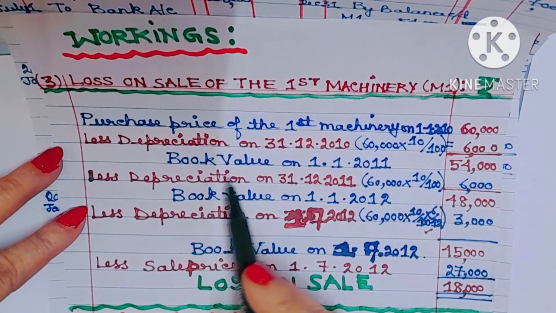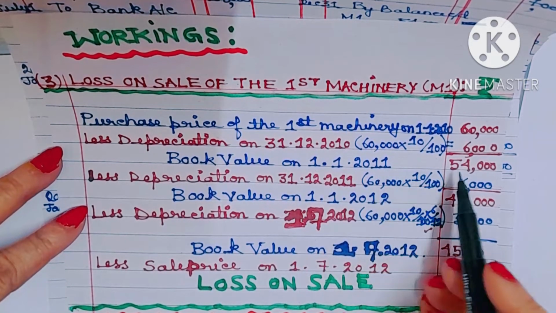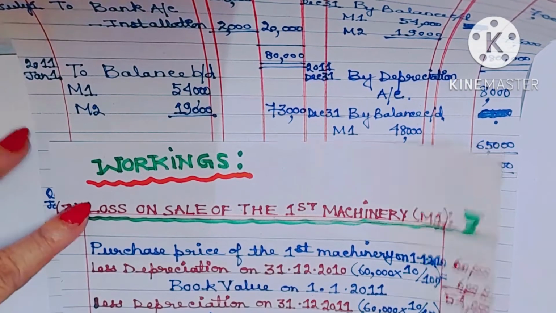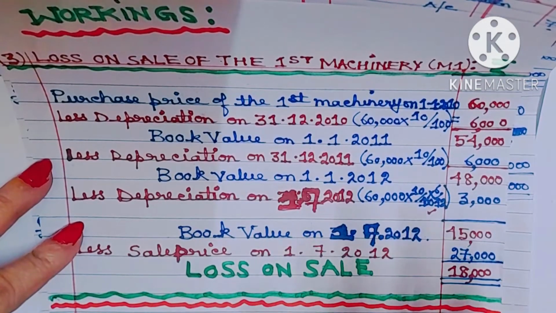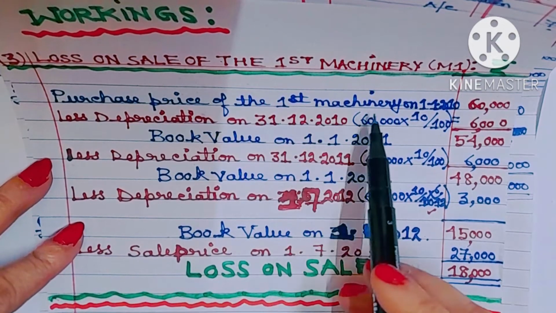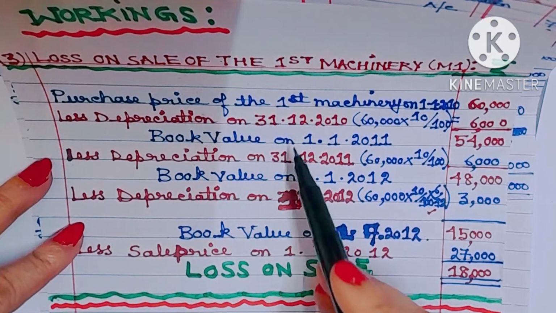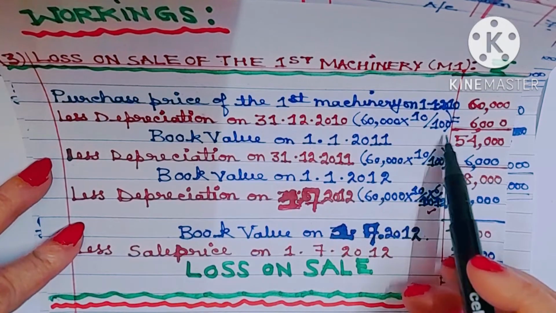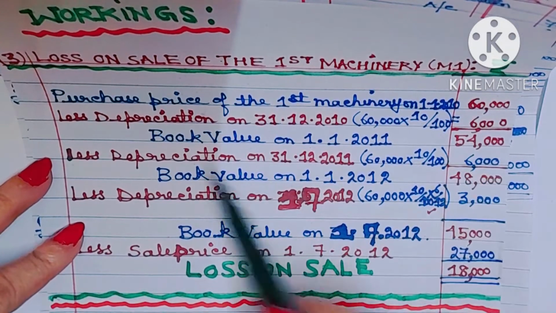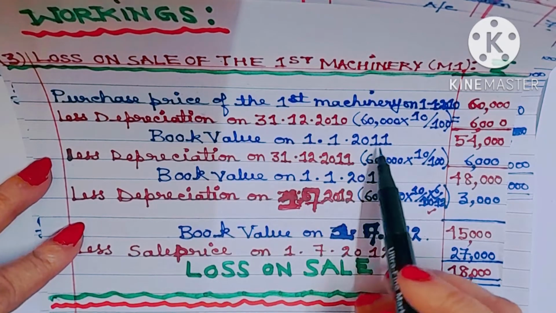So book value on 1/1/2011. That is, book value on 1st January 2011 will be 54,000. See, this is 54,000. Understood? This is the way you got to do. First তোমাকে always কি লিখতে হবে? যেই মেশিনটা সেল করবে তার পারচেস প্রাইস লিখতে হবে। পারচেস প্রাইস অফ দ্য ফার্স্ট মেশিনারি on 1st January 2010 was 60,000. Less depreciation on 31st 12 2010. 60,000 into 10 by 100 for the whole year, 6,000. So you'll get 60,000 minus 6,000, 54,000. So the book value on 1/1/2011, that is, book value on 1st January 2011 will be 54,000.